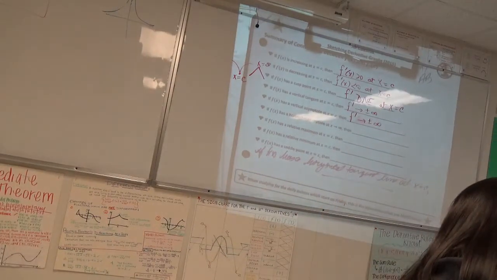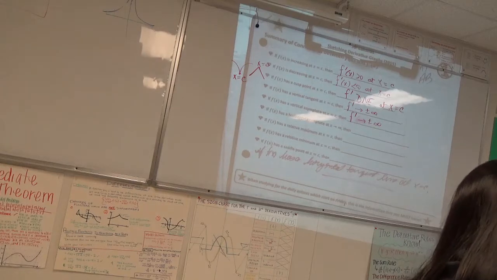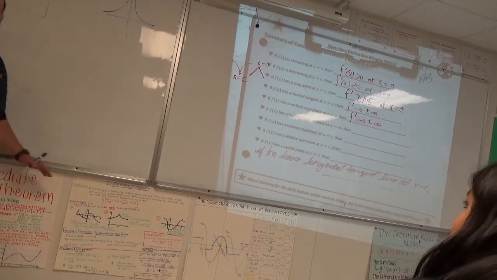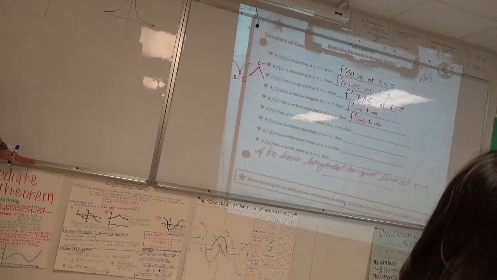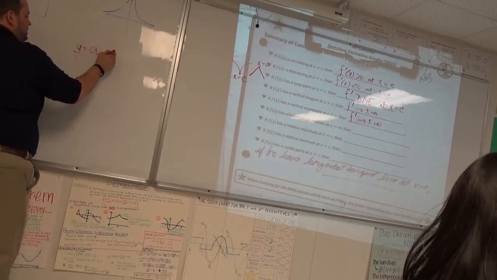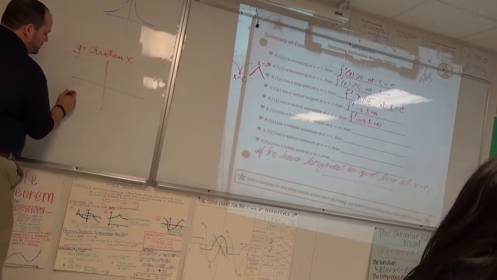So I'm seeing some folks struggling with the horizontal asymptote. It's not that f prime is equal to 0. Can somebody give me an example? I want a parent function that has a horizontal asymptote. I'll take anything. Arctan. Okay, you want to go big. Go big or go home. Arctan has a horizontal asymptote.